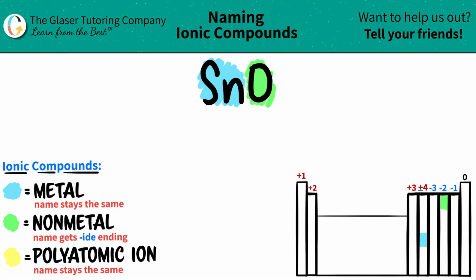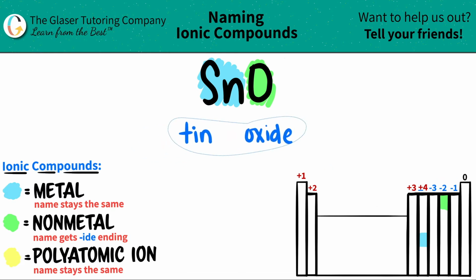Cool. Now we just got to name them. The metal name always stays exactly the same. So since this was tin on the periodic table, it's going to be tin here. So I just write tin. And then O for oxygen, the nonmetal always gets the IDE ending. So it won't be oxygen anymore. It will be oxide. So the YGEN gets canceled out, and I just write oxide.